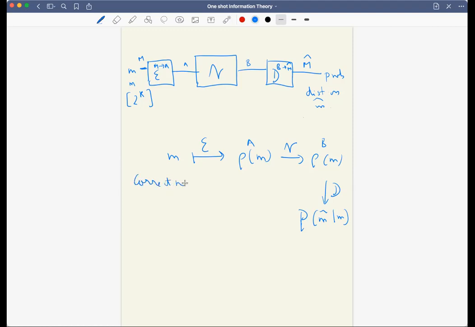Correctness. So I want m hat to equal m with high probability. The probability of m hat given m is larger than 1 minus epsilon for all m. This is the correctness requirement. So is this clear? The setup for transmission of classical information. It is classical information because the m here is classical.